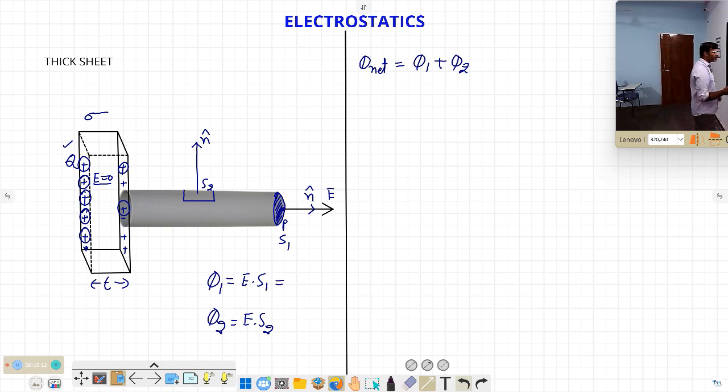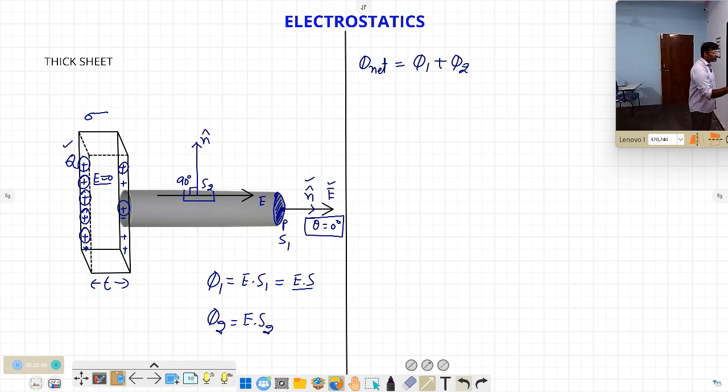Now, if you observe the flux phi1, the electric field and the area are both in the same direction. So that means theta is equal to 0 degrees. When theta is 0 degrees, the flux is maximum, that is E into S1. But in the case of the second region, the electric field passes through this area like this. This is the direction of the electric field, and this is the direction of the area vector. So both are making an angle of 90 degrees.